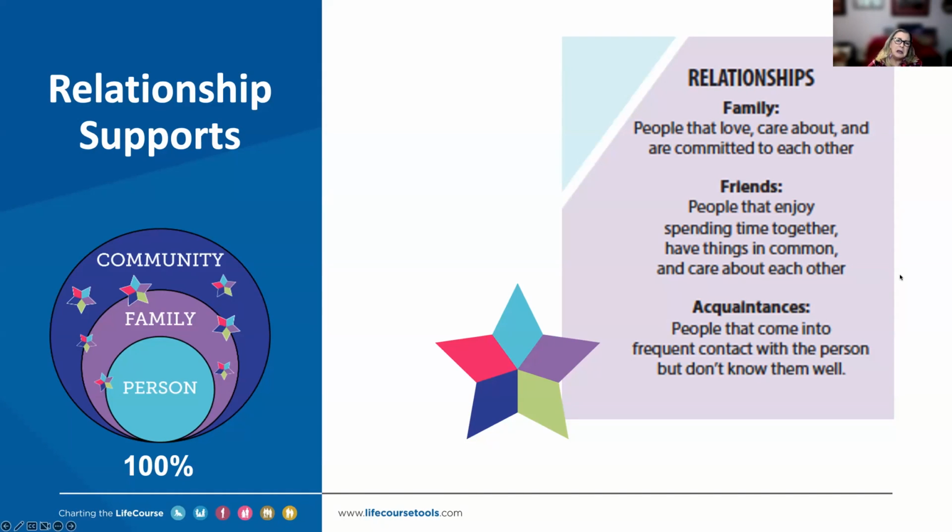Acquaintances are people that we come into contact with, maybe frequently, but we really don't know them well. We might know their name, we might not, but we recognize them. We see them often in places that we go and things that we do. So quick example, my son, Ben, who has a developmental disability, he receives supports. And one of the things that he likes to do is go to our local community center.